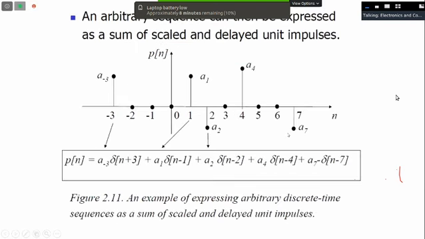I will make my point in the further slide. So that means, let's say if p[n] is given like this, how can I represent this function in terms of the delta function? This is my a of minus 3, some coefficient value. If I multiply it with delta[n plus 3], it will give me this value. All other values are 0 in between. At n equal to 1, it is, of course, delta[n minus 1]. So a1 multiplied by delta[n minus 1], and so on. An example of expressing an arbitrary discrete time sequence as a sum of scaled and delayed unit impulses.